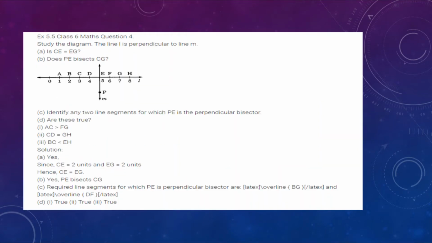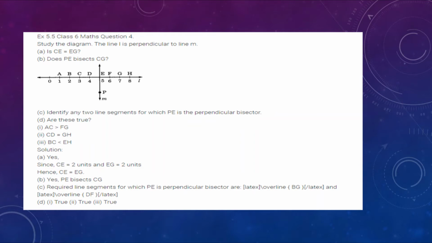Moving to next question number 4, we have to study the diagram. Line L is perpendicular to line M. Is CE equal to EG? You can see that CE is 2 units and EG is also 2 units, so both values are equal. So CE is equal to EG. Does PE bisect CG? Yes, PE bisects CG because it is divided into equal parts.